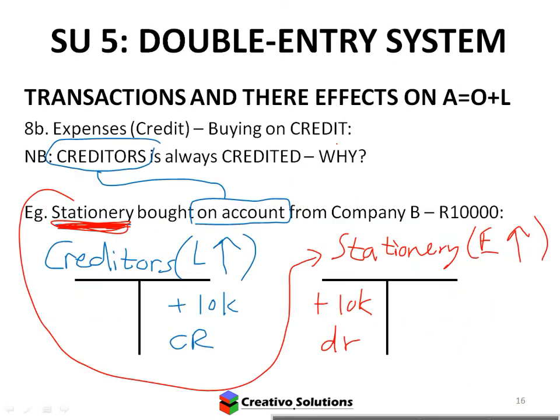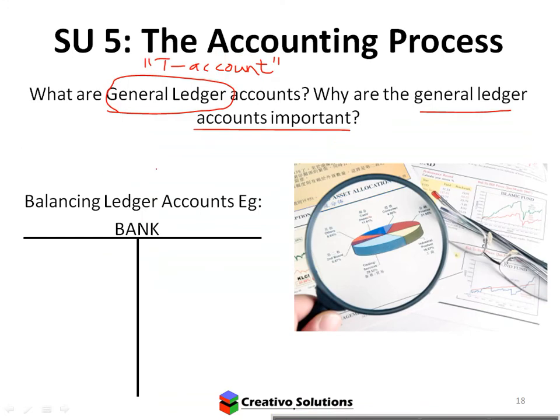A ledger, which is what we're looking at here, is analyzing a specific account. That's the key. We're looking at analysis. Do you agree, if I look at bank, I can analyze what's happening in the bank account. I can see if the bank is going up, or going down, and I can see why the bank is going up or why it is going down.